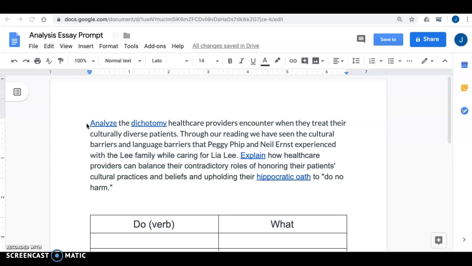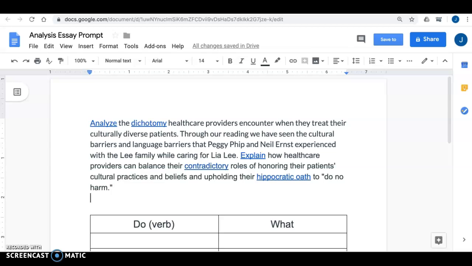Through our reading, we have seen the cultural barriers and language barriers that Peggy Philp and Neil Ernst experienced with the Lee family while caring for Leah Lee. Explain how healthcare providers can balance their contradictory roles of honoring their patients' cultural practices and beliefs and upholding their Hippocratic oath to do no harm.